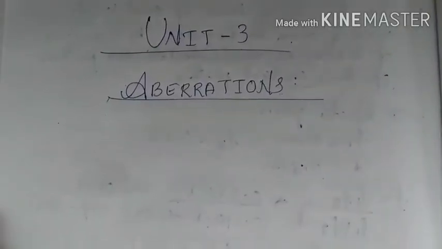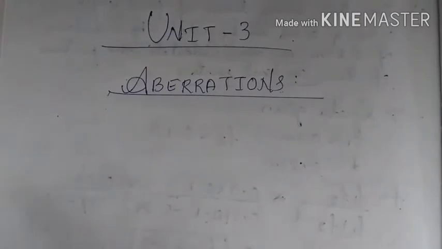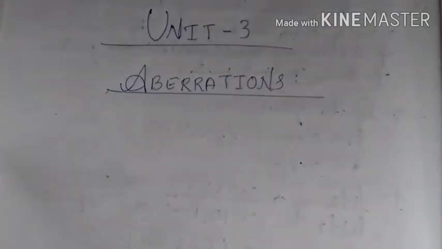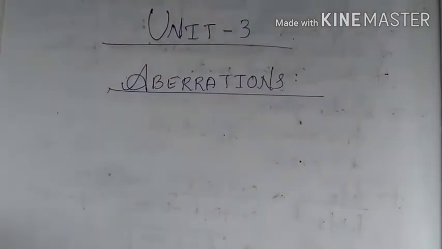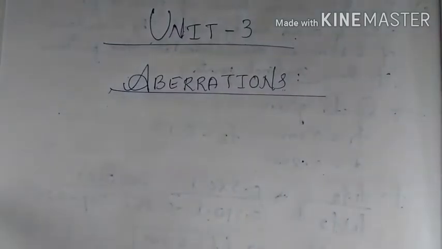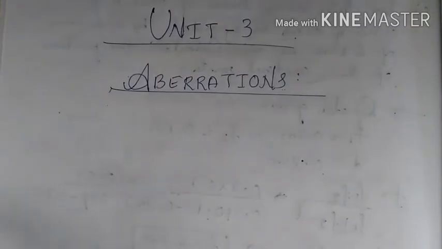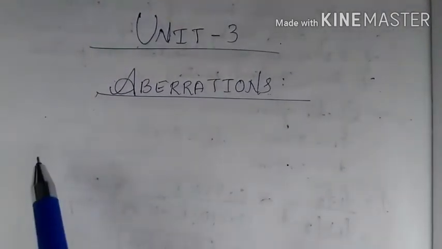In the last class we discussed the problems related to the unit geometrical optics, and I have given the solutions also. We have done nearly 6 to 8 problems, and there are a few assignment questions in your textbook. Please go through the assignment questions and also try to solve the problems given at the back of the chapter. Now in this class, let us start the new unit, unit 3, aberrations.